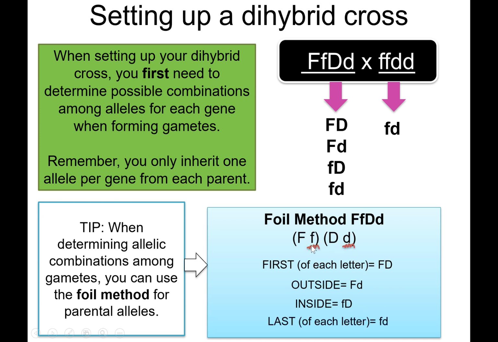And then the last are the last two alleles, or the last of the combinations of those traits in his genotype, so the lowercase f and the lowercase d. So you would always do this for every genotype. Use the FOIL method to figure it out.